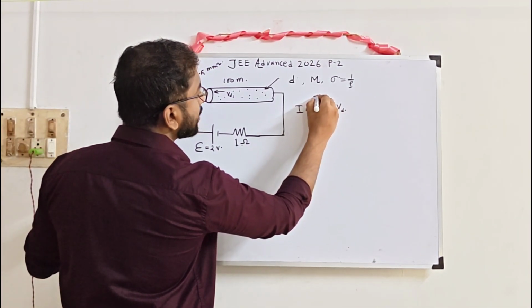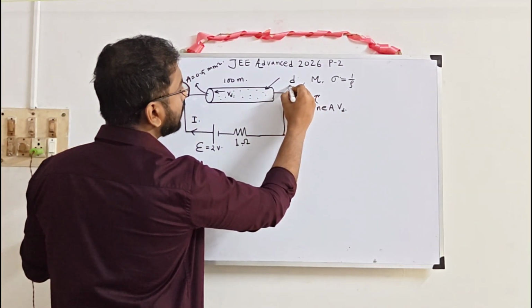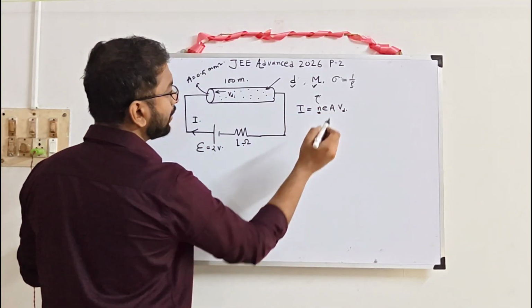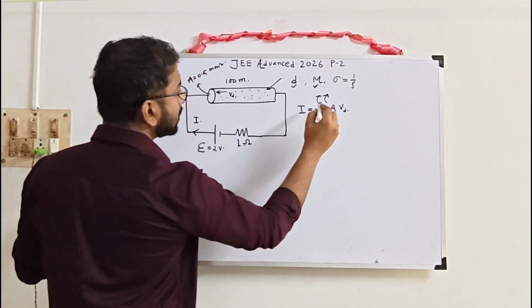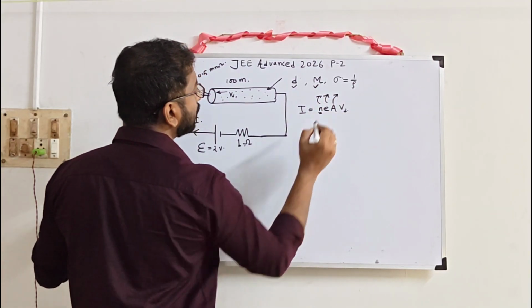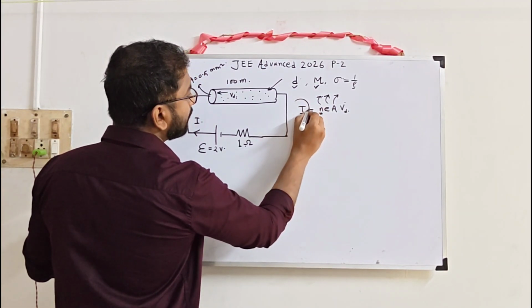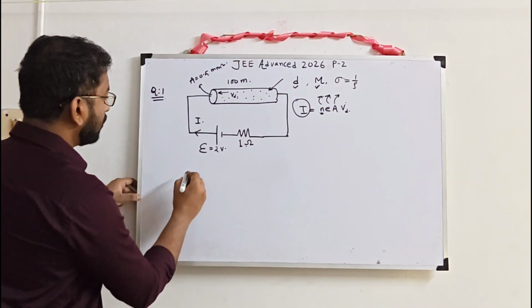N we have to calculate from the values given, density and atomic mass. E is given to us, that is the charge of one electron, and the cross-sectional area of the wire is also given to us. So to find Vd, we need to find the value of the current I that is flowing in the circuit. What is the value of I?